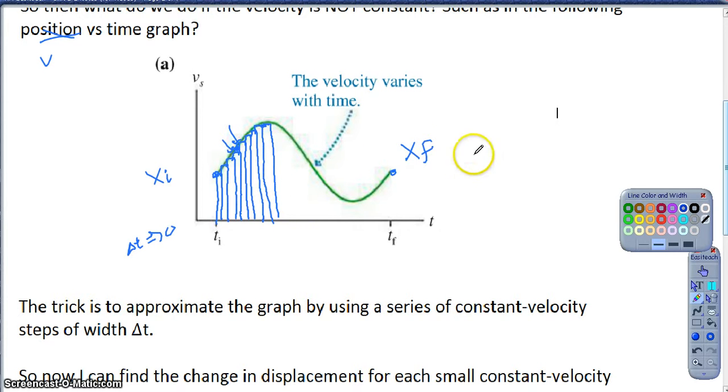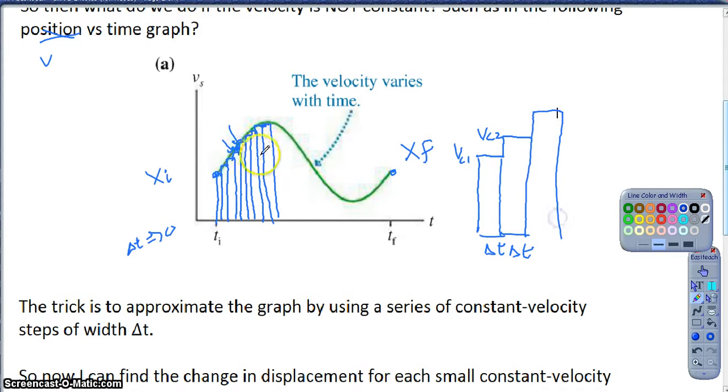So basically, if I choose a whole bunch of constant velocity steps, if I blow up on this a little bit, say I've got a constant velocity here, I'll call that c1 for constant 1, and a width of delta t. Then I've got the next rectangle over, which would be whatever second approximate constant velocity I could work with, times another delta t, and then another one.